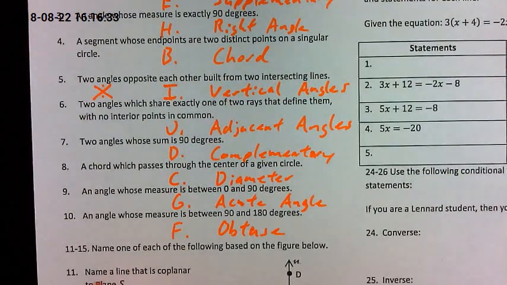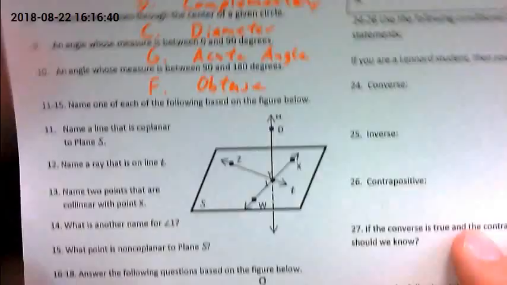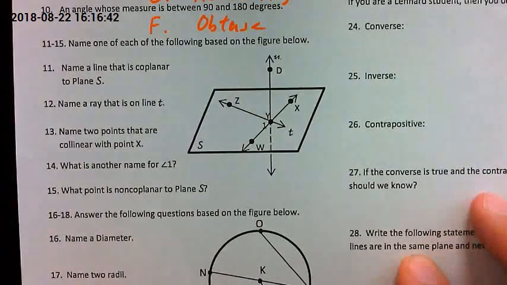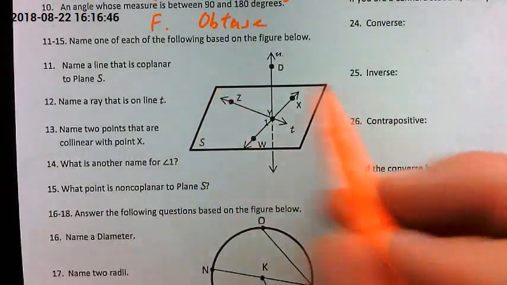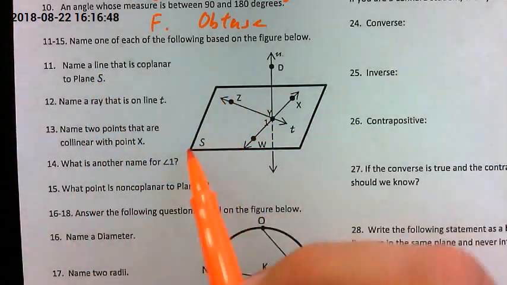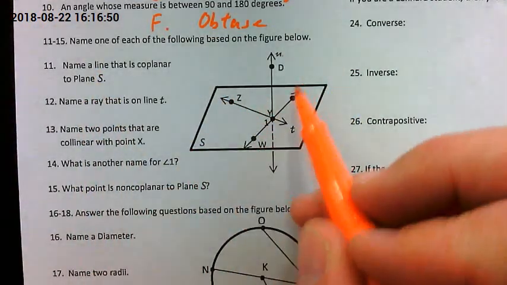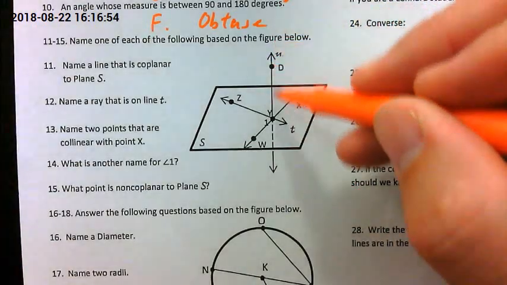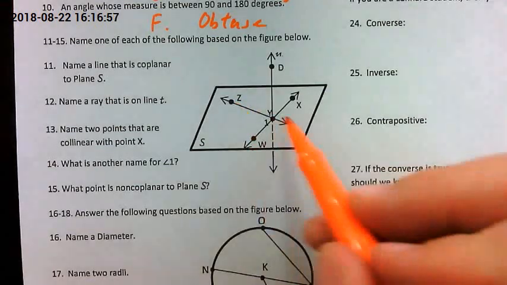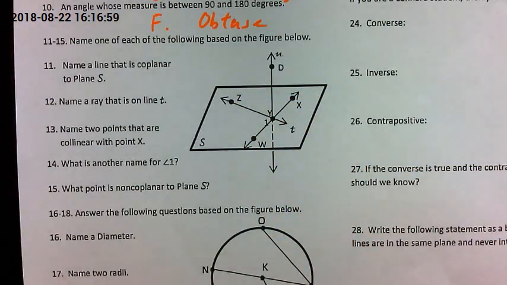So on number 11, it says name a line that is coplanar to plane S. Again, coplanar means it's on the same plane. So looking at the figure, here's our plane. This is plane S. We want a line that is on that plane. Well, two lines are on that plane. This other one is passing through the plane. So this one's non-coplanar. We want one of these two that's coplanar.